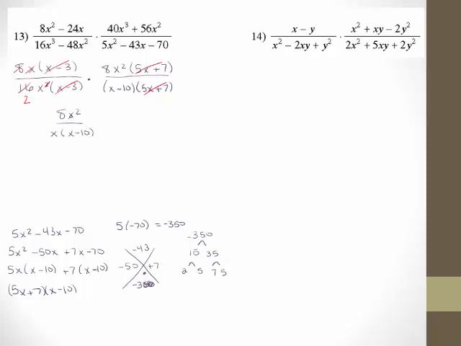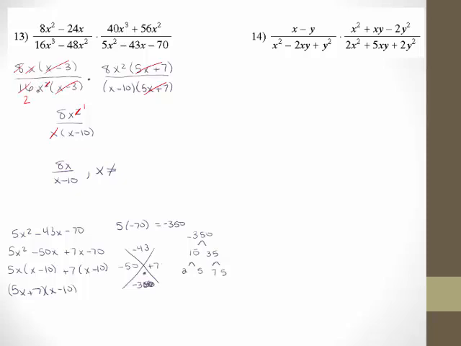But I can still reduce these two x's. This one x will take away one of those, leaving me with 1x. And so my final answer on this will be 8x over x minus 10. I still need to do my excluded values.